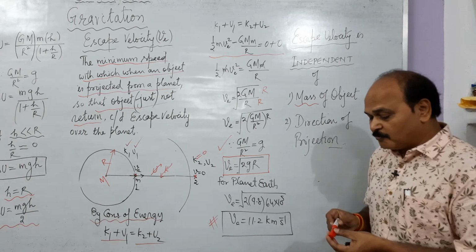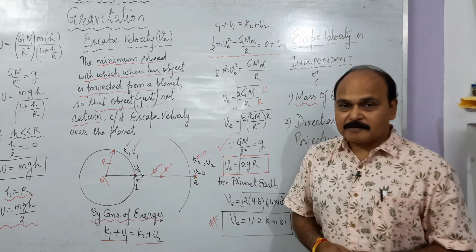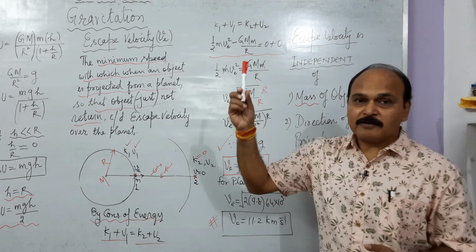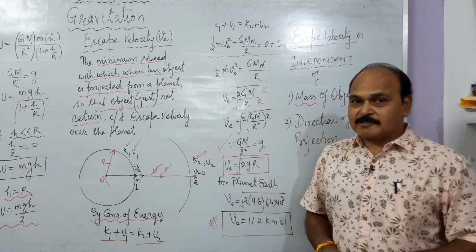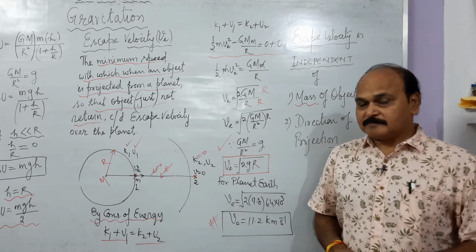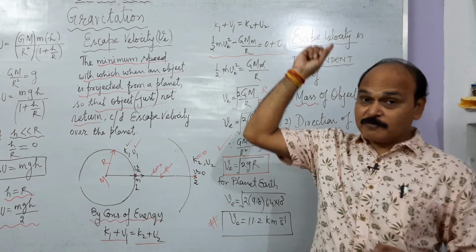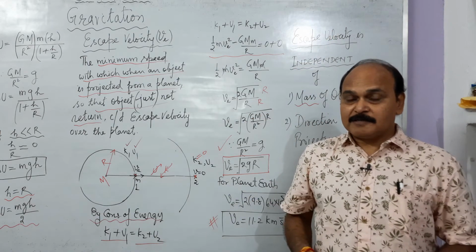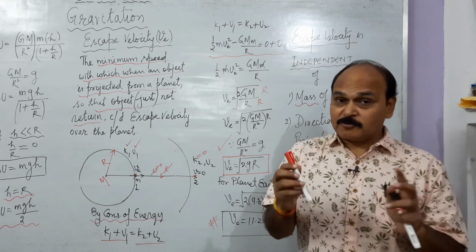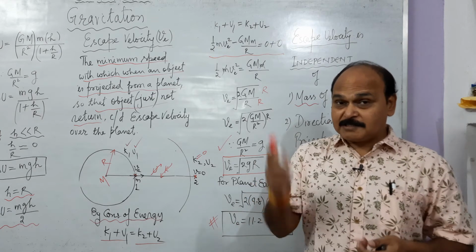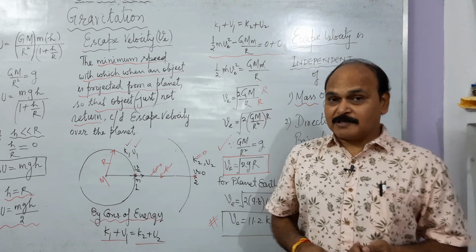Like escape velocity over the surface of Earth is how much? 11.2 kilometer per second. Whether we throw this pen or a very big object, both will have what? The same escape velocity, 11.2 kilometer per second. Whether we throw a mouse away from the surface or an elephant, both will have the same escape velocity, 11.2 kilometer per second. And any object thrown from the surface with the speed of 11.2 kilometer per second would not return back to the Earth.